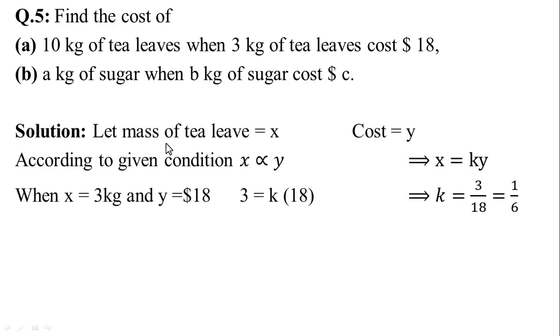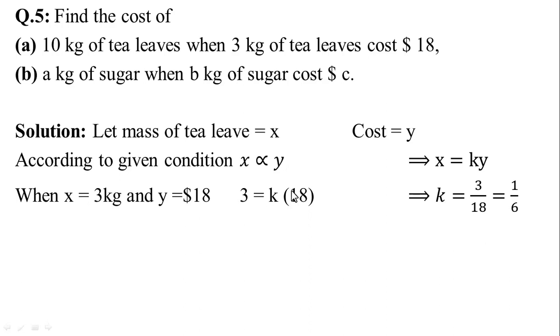Let the mass of tea leaves be equal to X and the cost be equal to Y. According to the given condition, X is directly proportional to Y. When we remove the proportionality sign, we use the constant. This implies that X is equal to KY. When X is equal to 3 kg and Y is equal to $18.